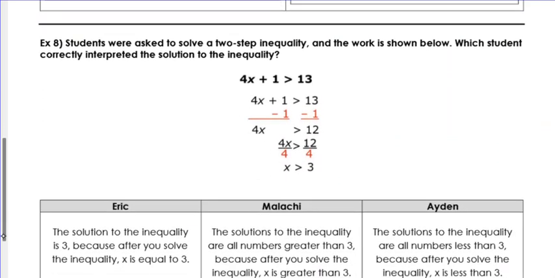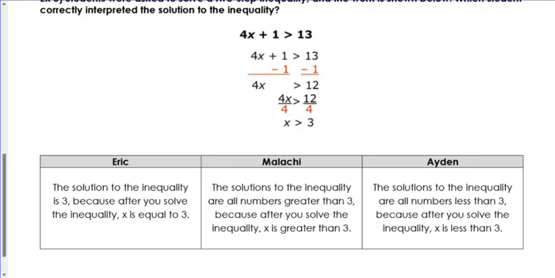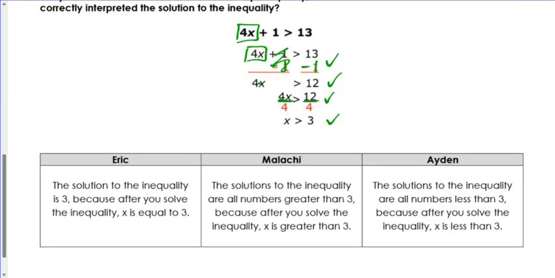Last example, students were asked to solve a 2-step inequality, and given the work shown below, which student correctly interpreted the solution to the inequality. Let's first make sure that this is solved correctly. So I would box that for x, and then cancel out the plus 1 first. That's minus 1, that's good. Minus 1, that's good. So then we canceled out that, and then got 12 from that, so we're good up until that step. Then we have this multiplication that we're canceling by using division. That's a good step. Dividing by 4 on both sides, that's good. And we divided correctly. So x is greater than 3. That is the correct solution there.